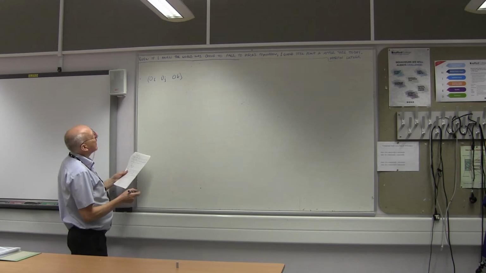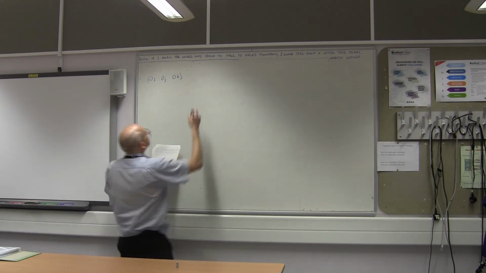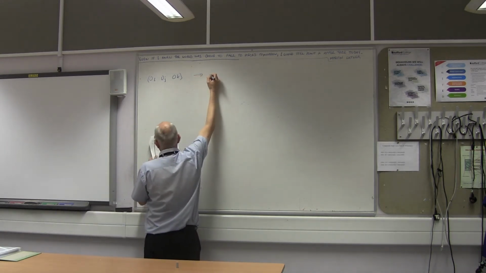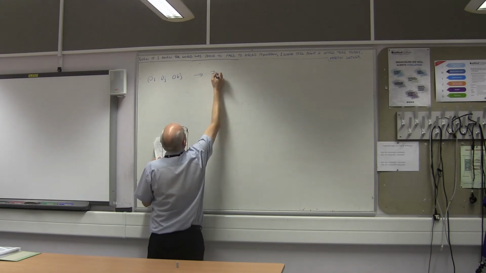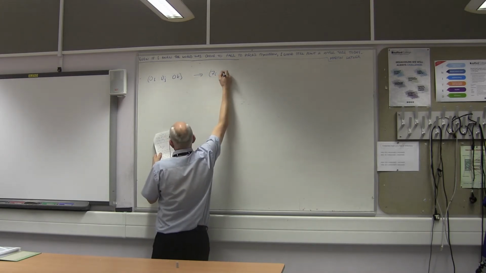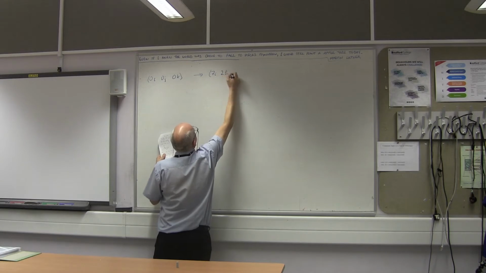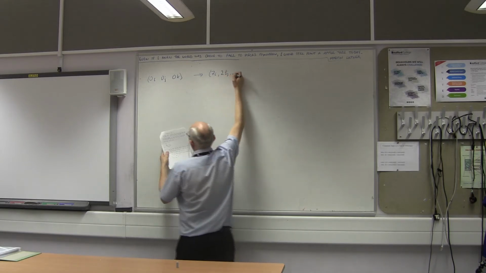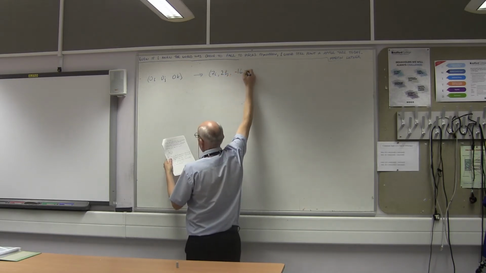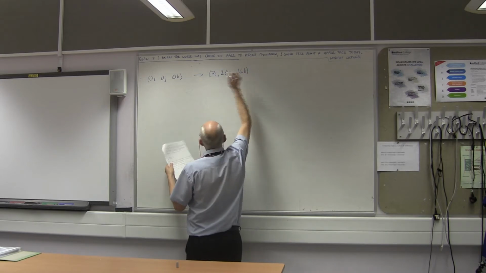So it starts there, and then it ends at a position, so it goes to 7I, 21J, and minus 14K.